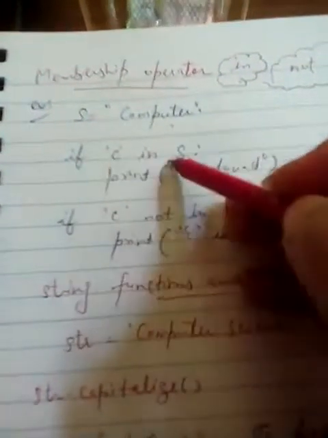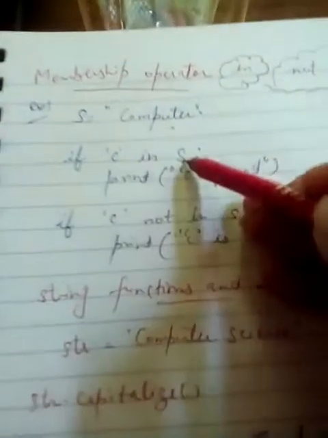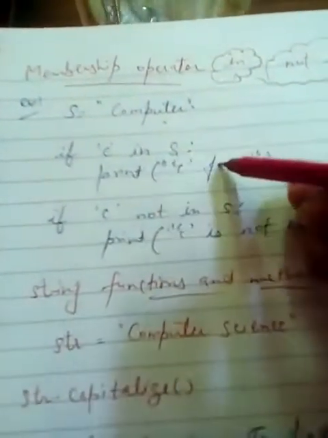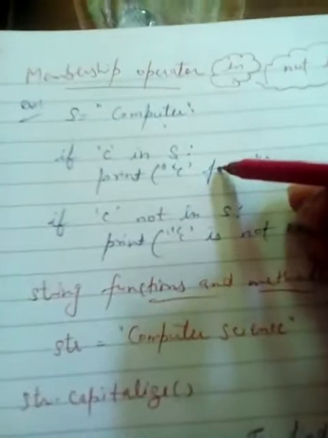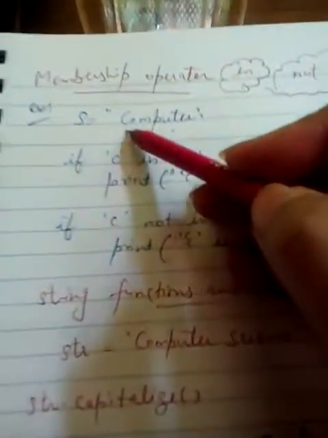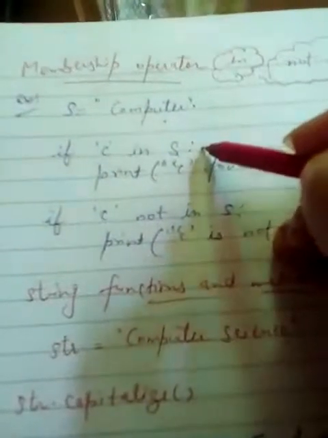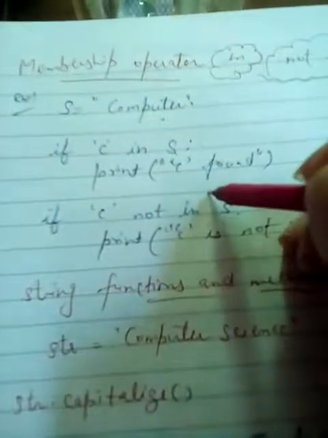If C in S, if we have the C character in this S string, then only this statement would be printed, would be executed, otherwise not. Let's see. C has the first place in this string, so the condition is true. Condition is true, that means this print statement would be executed.